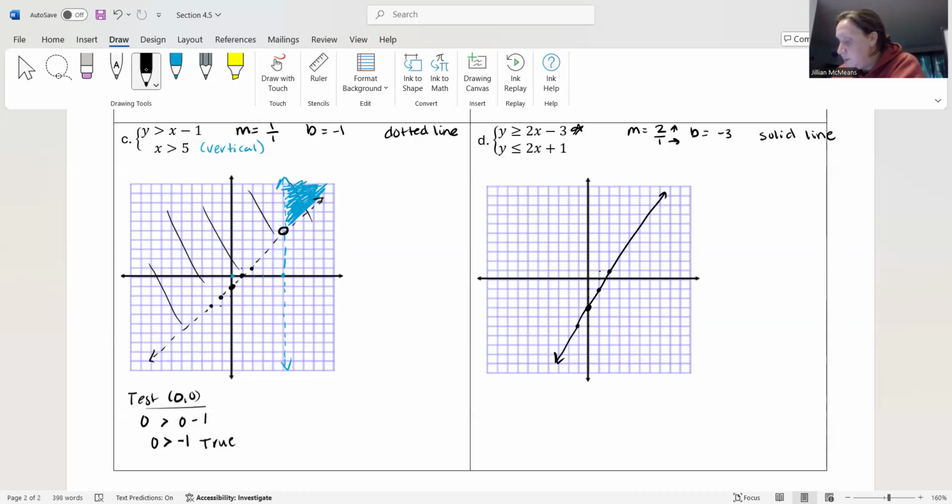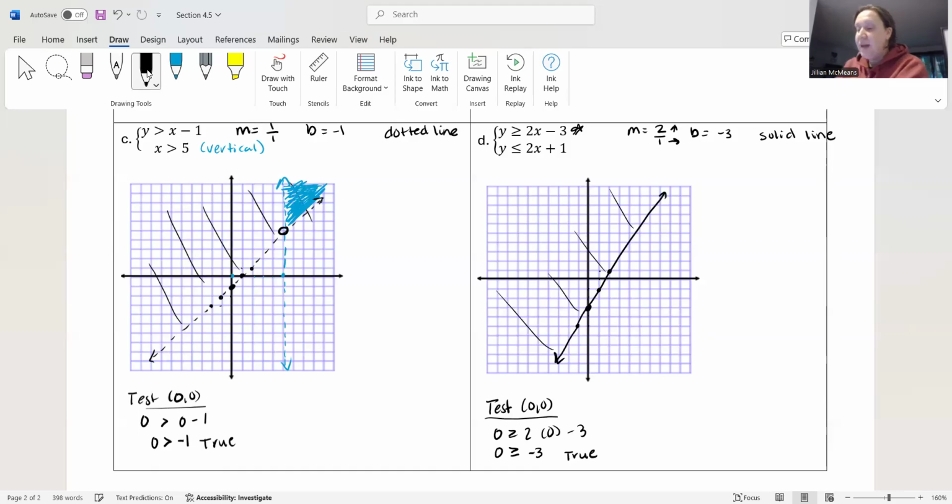And then we're going to test a point to make sure we know which side to shade. My line does not go through the origin, so I can just test 0, 0. I've got y is greater than or equal to 2x minus 3. Anywhere I see an x or a y, we put in a 0. So I get 0 is greater than or equal to 2 times 0 minus 3. Well, 2 times 0 is 0, and then 0 minus 3 is -3. This is true. 0 is greater than -3, so we want to shade above the line.